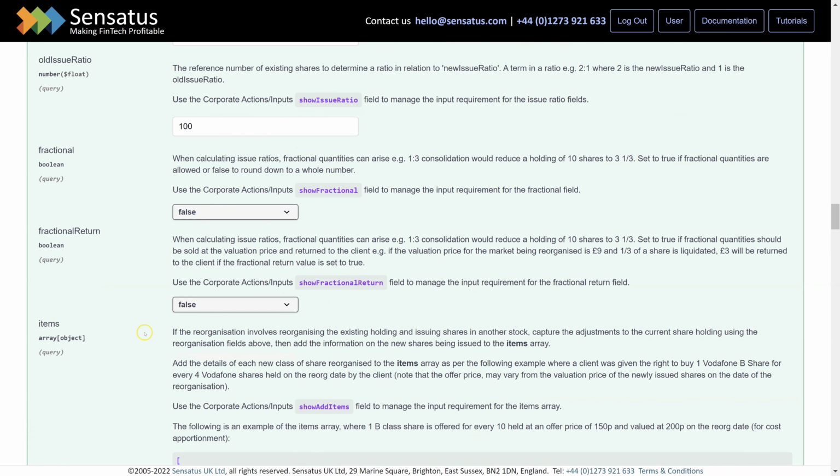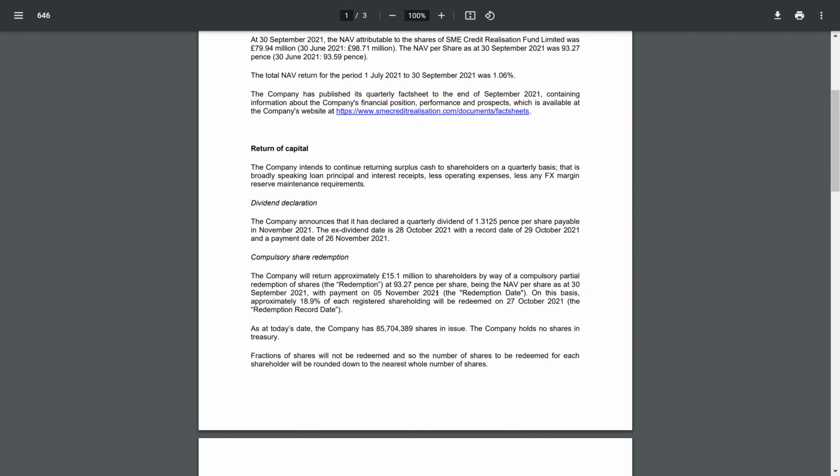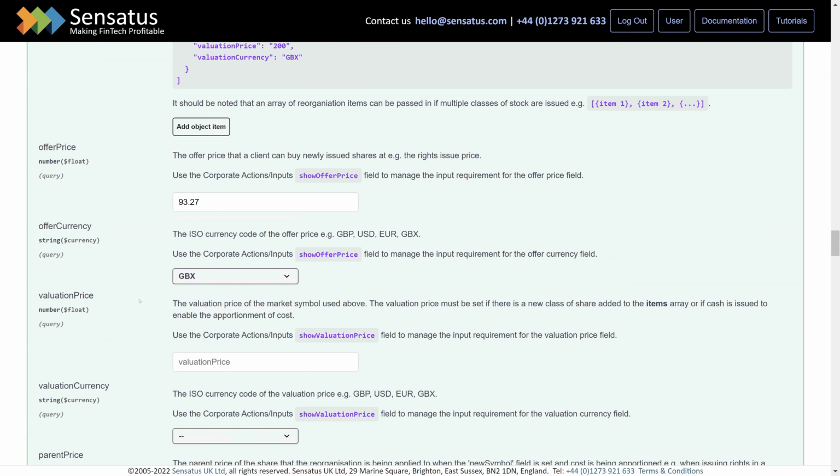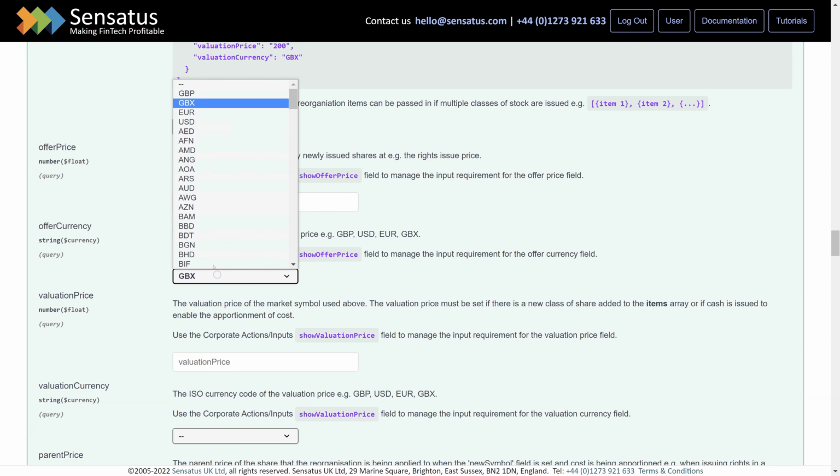SME have stated that fractions of shares will not be redeemed, and so the number of shares to be redeemed for each shareholder will be rounded down to the nearest whole number of shares. Therefore, set the fractional value to false, as there will be no fractional holdings after the repurchase, and set the fractional return parameter to false, as there are no fractional holdings to be sold. Set the offer price and related offer currency to the price the shares are being repurchased at.